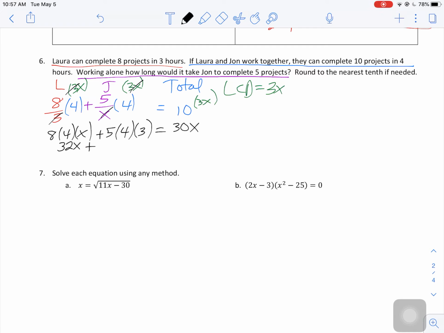So 32x plus 60 equals 30x, minus 32x on both sides. Ooh, I think we're going to get a negative answer, which means I did not make this problem well. So 30 minus 32 is negative 2x, divided by negative 2, divided by negative 2, x equals negative 30. All right, so I did not make this problem well.